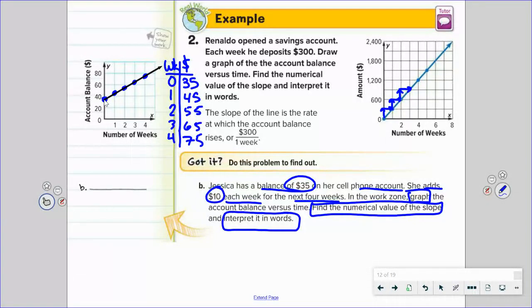Let's find the numerical value of the slope. So let me just use the first two. Why not? The change from 35 to 45, it's an increase of 10. The change from 0 to 1 is an increase of 1. Okay, got the numeric value, but what does it mean? It means her account balance is increasing. I'm going to let you write that sentence. It is increasing $10 per week.